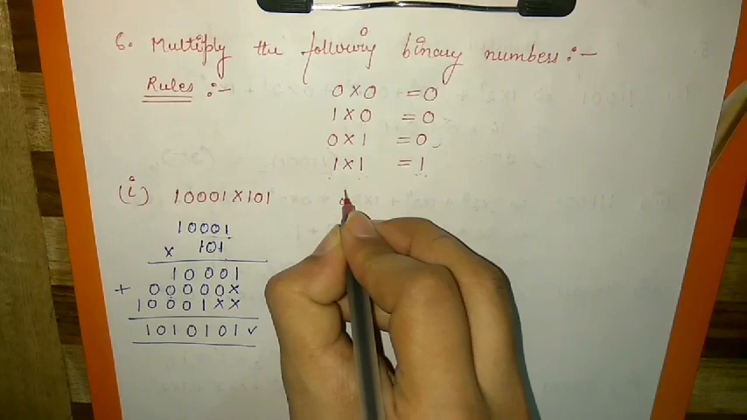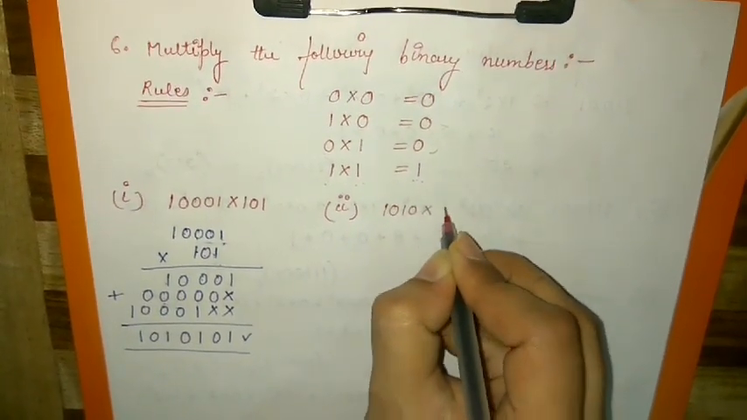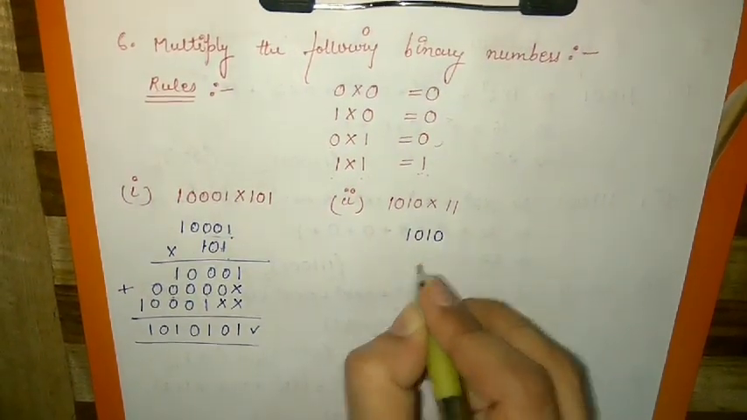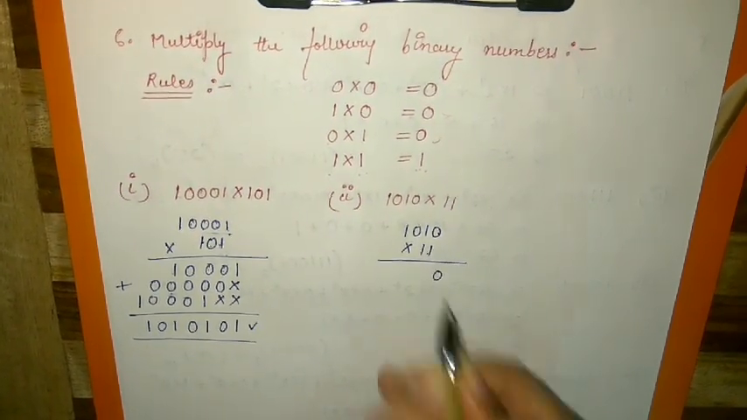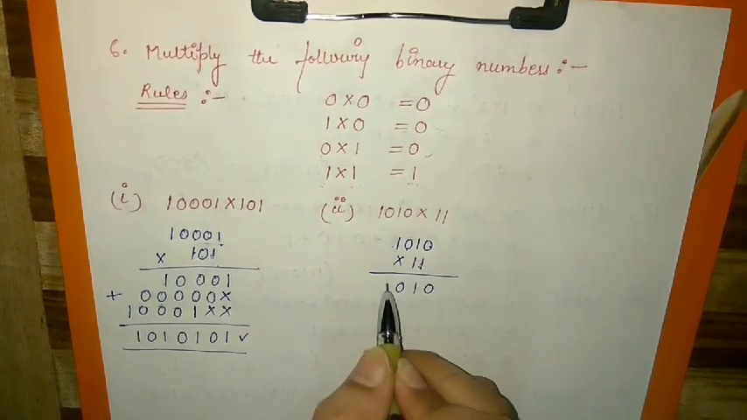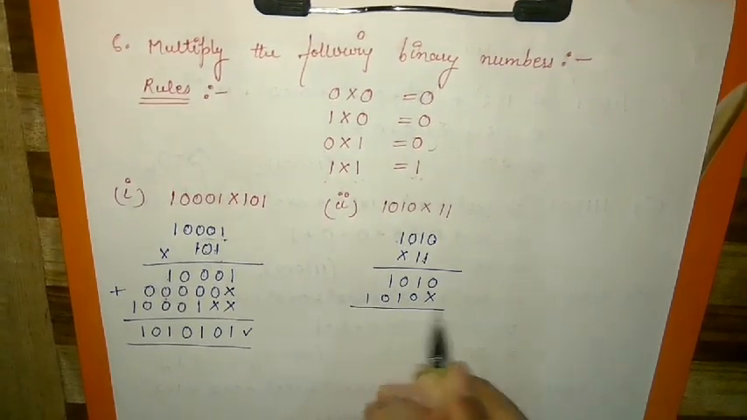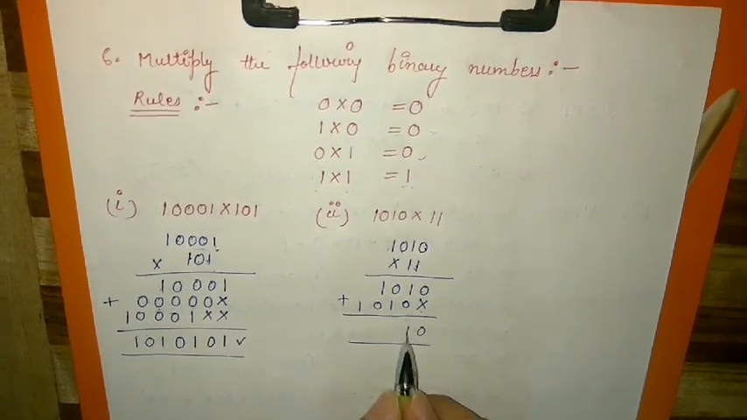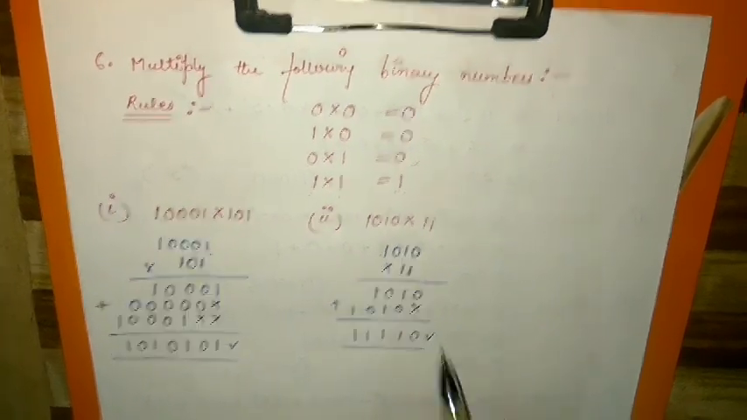Okay, see the second part. The second one is 1010 multiplied by 11. Okay, now write it down again. 1010 multiplied by 11. Now see, 1 into 0 gives you 0, 1 into 1 gives you 1, 1 into 0 gives you 0, and again 1 into 1 gives you 1. Okay, the same thing you are going to get in the second row. Now add these two. 0, 1 plus 0 is 1, 0 plus 1 is 1, 1 plus 0 is 1, and over here is also 1. So this is the solution for your second one.